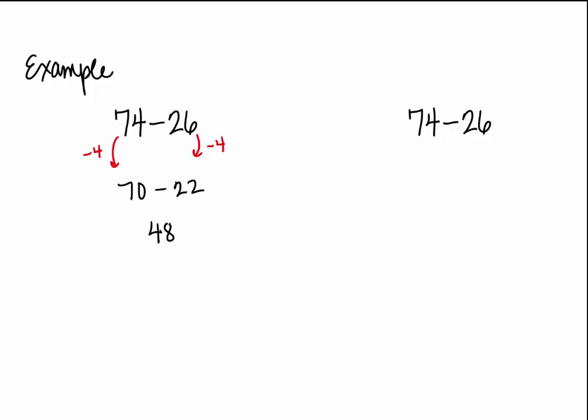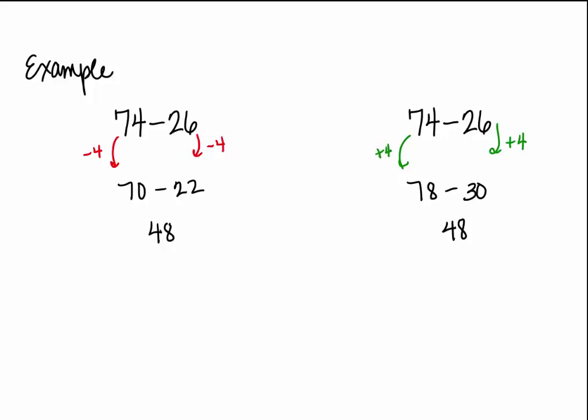You can also do this. You can say, hey, instead of making the 74 into a 70, what if I made the 26 into a 30? So I could add 4 to both of these. And so that would look like 78 minus 30. Oh, again, that's pretty easy to subtract. I'm going to get a 48.